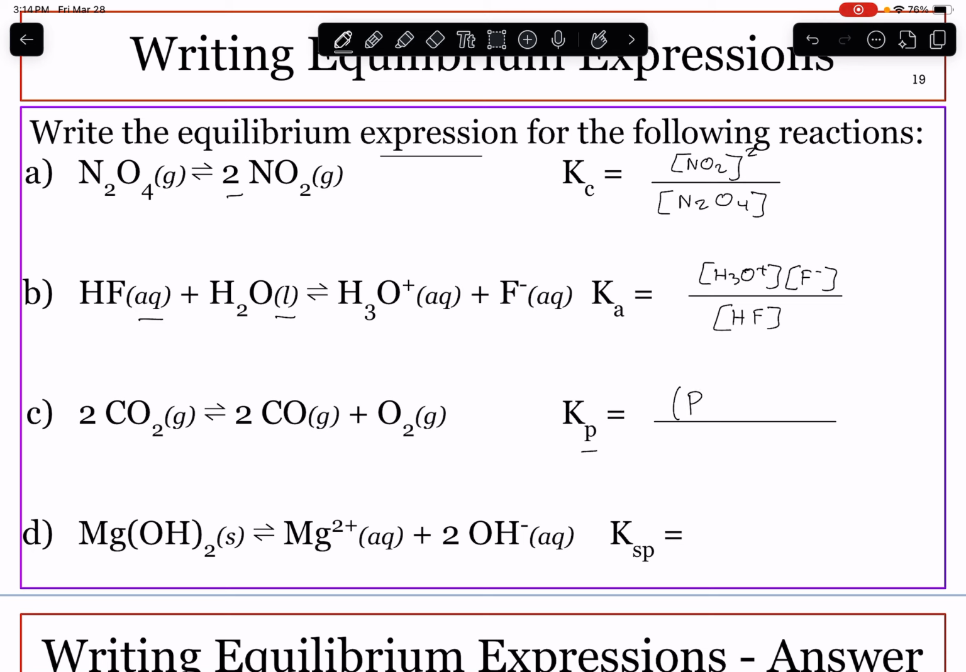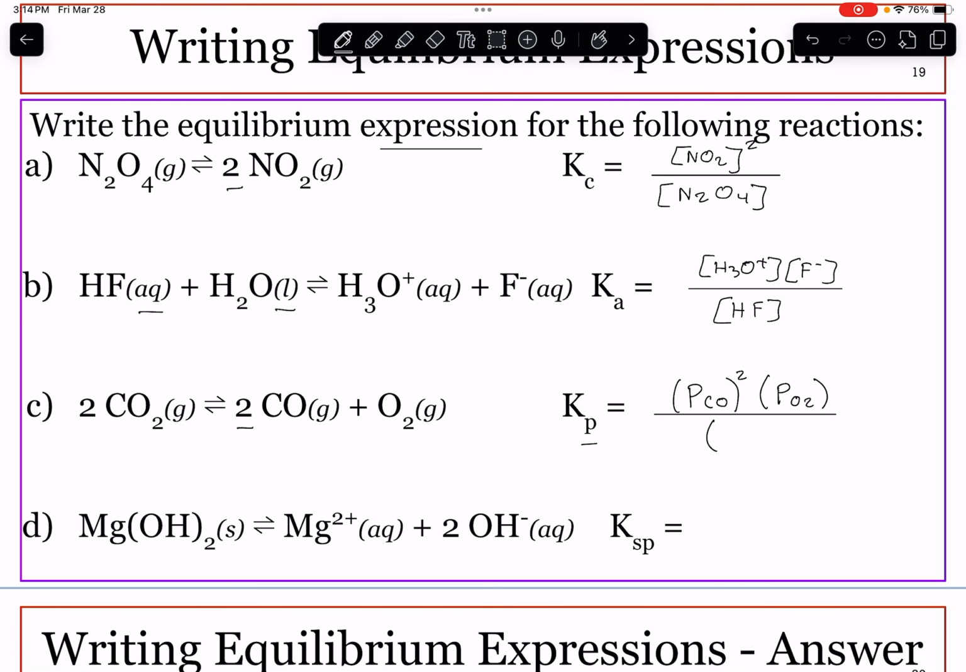We write a large capital P to stand for pressure, and then write the substance. So this is the pressure of carbon monoxide, or CO, and it's squared because the coefficient is a 2. Then we have the pressure of the oxygen molecule, and then in the denominator we have the pressure of CO2, squared again because of the coefficient.